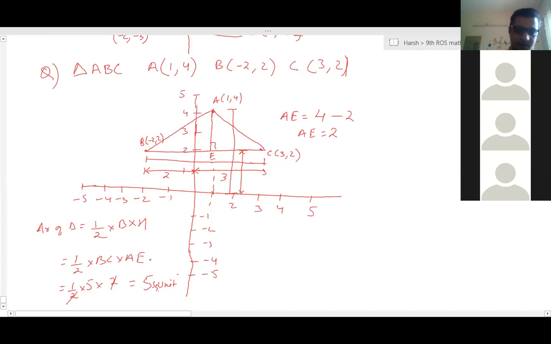Is there anything tough in this? Did you find anything tough? I got a little confused marking the C point, and then I understood. What is the confusion? Sir, I marked it in the wrong plane, the wrong quadrant.